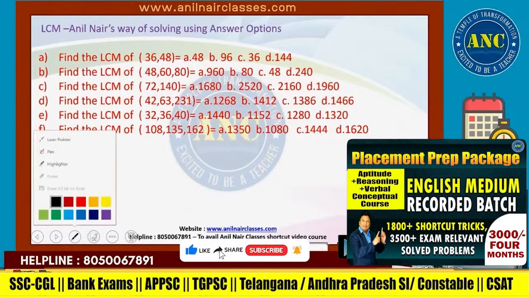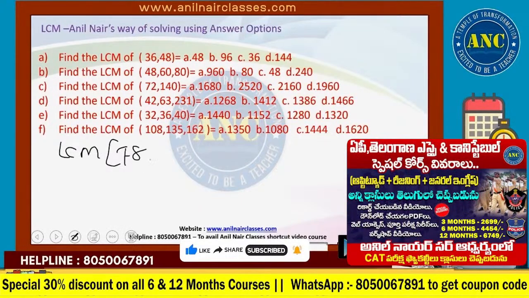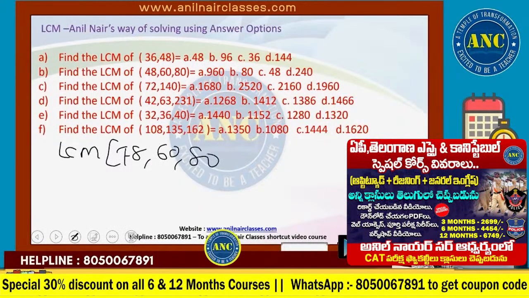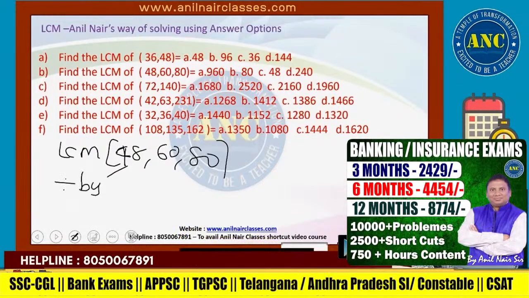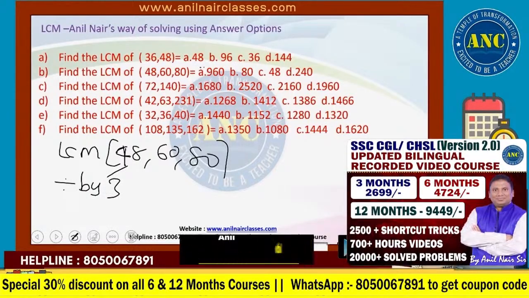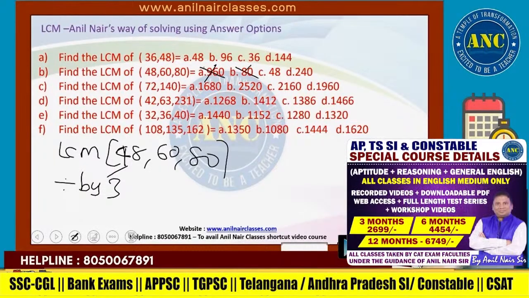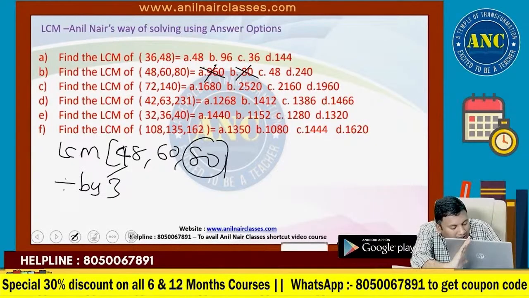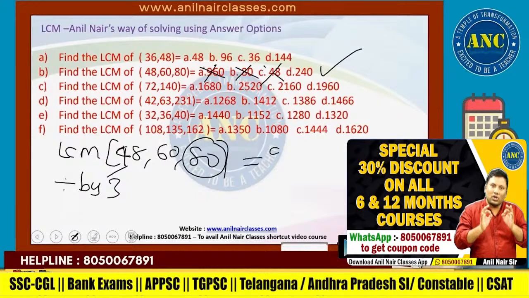LCM of 48, 60 and 80. 48 is divisible by 3. Answer should be divisible by 3. 960 is not divisible by 3. 80 is not divisible by 3. LCM comes out from the highest number. It cannot be the lowest number. Answer is 240.